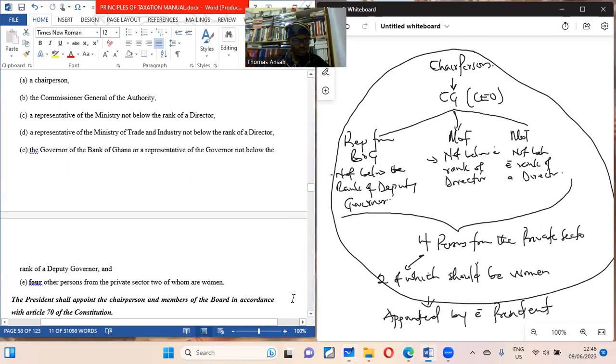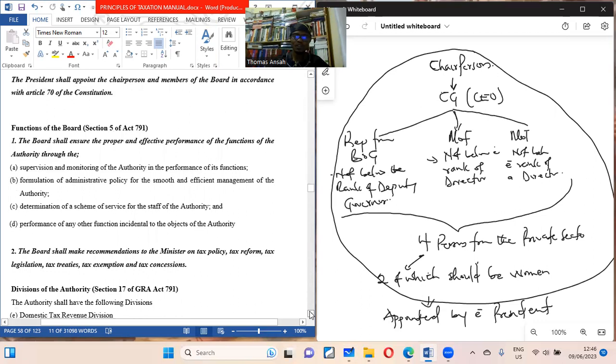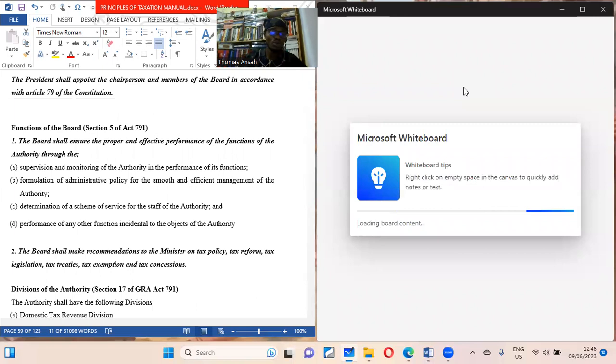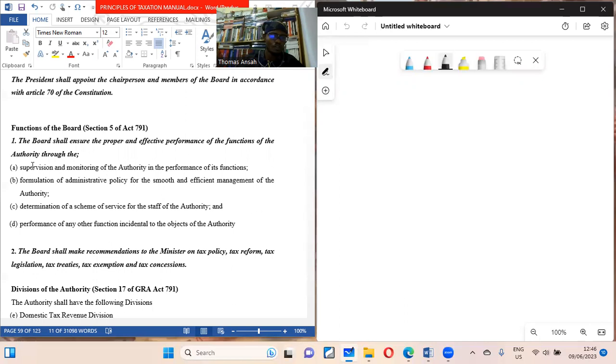So that is that. Then we look at the functions of the board. And I always tell people, boards are mainly for monitoring and supervisory roles. They are policymakers, monitoring and supervisory people. So those are the major functions, all right? So for the functions of the board: supervision, monitoring, performance, that is that. Formulation of policies, that is that. Then determining the scheme of work of people, okay? And any other function incidental to the object of the authority. So formulation of the policy, monitoring and supervising the implementation of the policy, then determining the scheme of work, all right? And any other function, okay? So that is that.